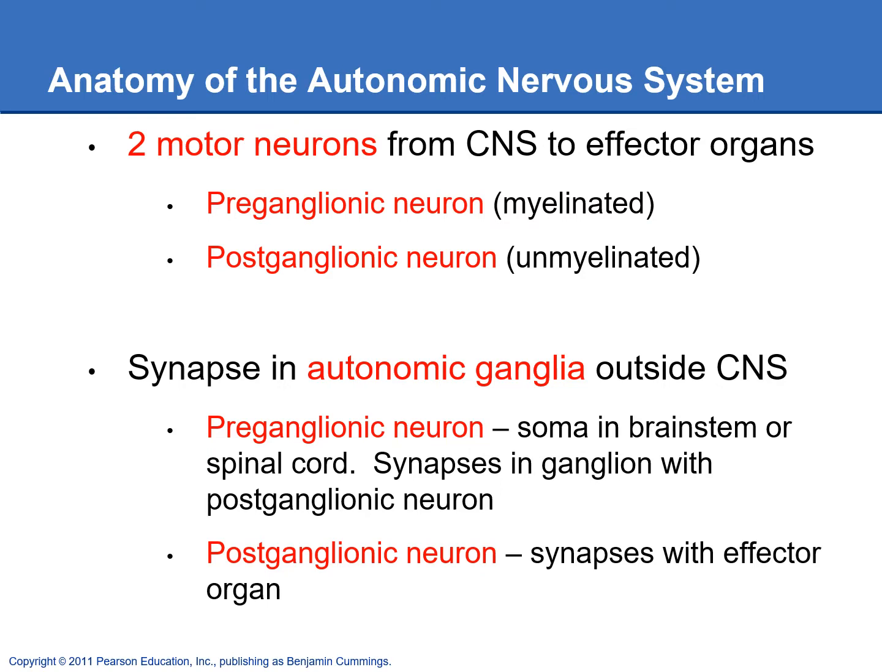And remember that in the peripheral nervous system, a ganglion is just a collection of neuron cell bodies. So the preganglionic neuron is going to be located in the brainstem or the spinal cord, and then the postganglionic neuron is going to synapse with the effector organ.